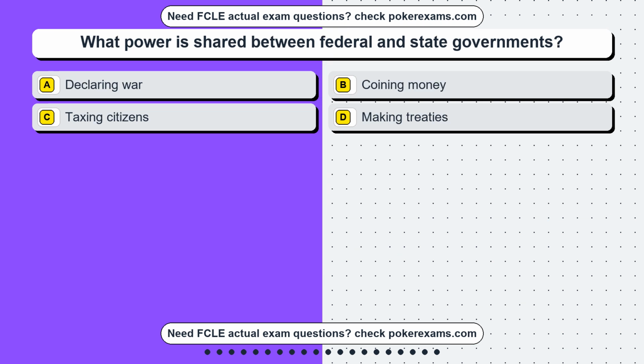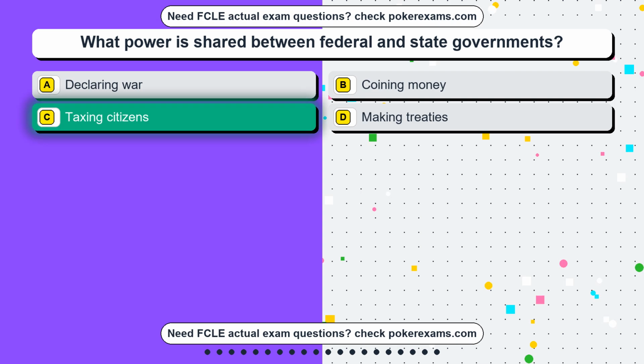Question 10. What power is shared between federal and state governments? Option A. Declaring war. Option B. Coining money. Option C. Taxing citizens. Option D. Making treaties. The correct answer is option C.